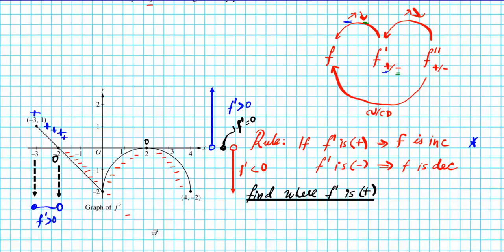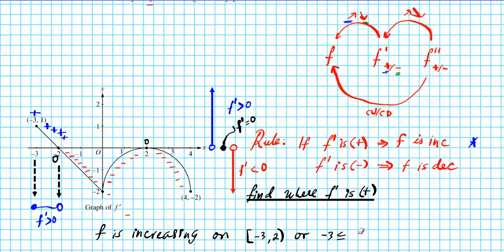Let's go ahead and write down our answer. f is increasing on the interval. You can write it using interval notation, from -3 to -2, or you could use inequality notation.